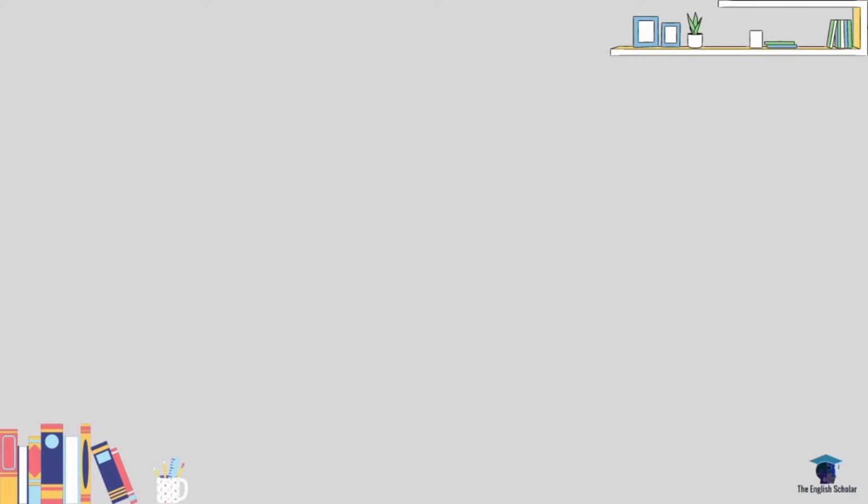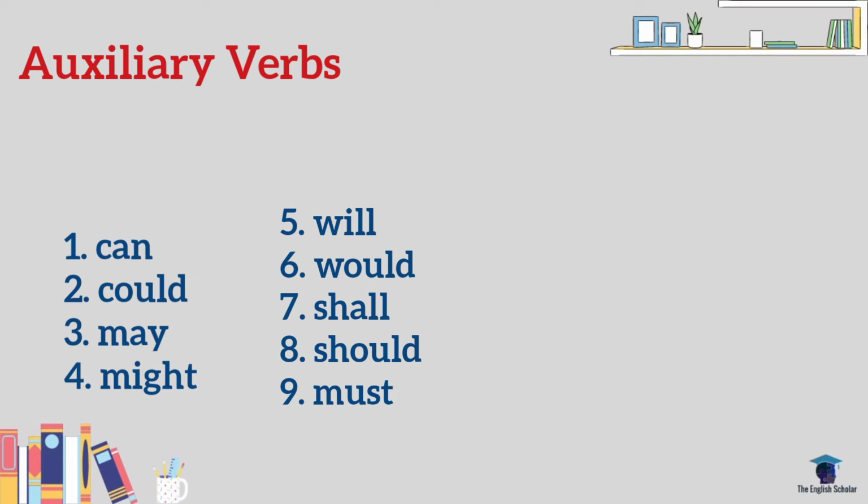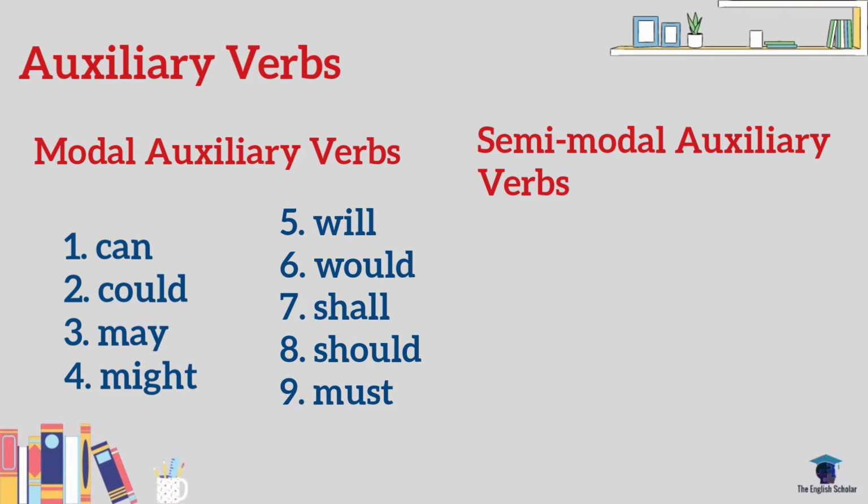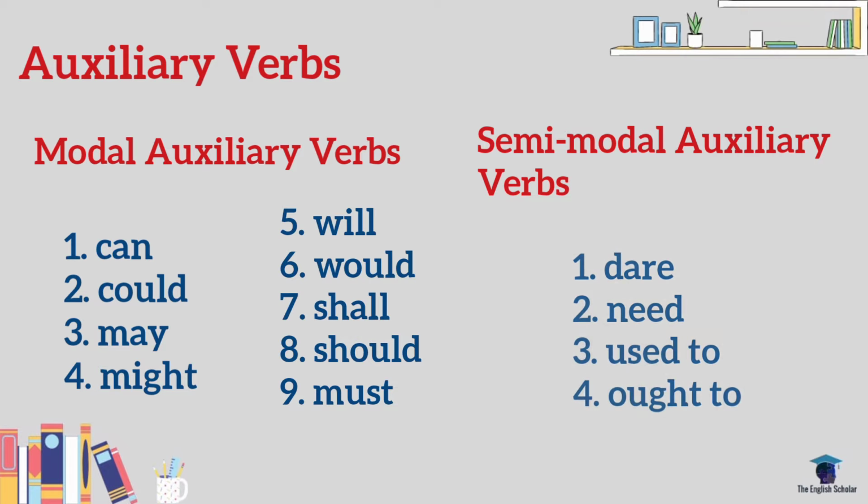This video is a continuation in our discussion about auxiliary verbs in Part 3-B. We already finished discussing the 9 modal auxiliary verbs. We also came to know that there were two types of auxiliary verbs, the modal auxiliary verbs and the semi-modal auxiliary verbs. Now that we finished talking about modal auxiliary verbs, we are going to continue with semi-modal auxiliary verbs. We only have 4 semi-modal auxiliary verbs: dare, need, used to, and ought to.